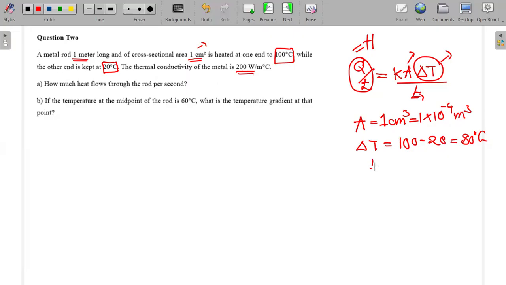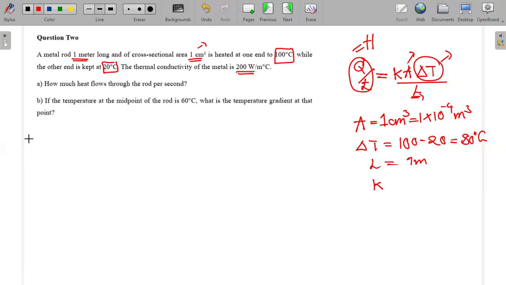What else? They've already given us the length, to say it's 1 meter. What else do we have? We have the K, which they've already given us in this particular equation. And what else have we been given? I think that is all. So we'll get what we have and plug it into Fourier's equation.